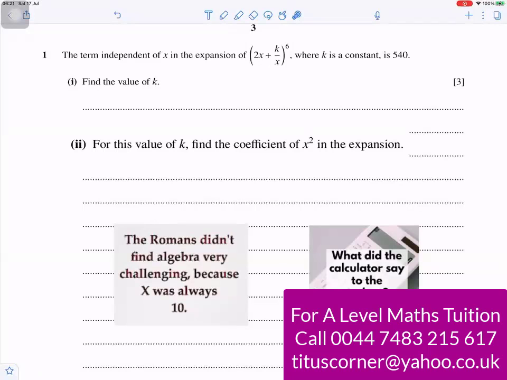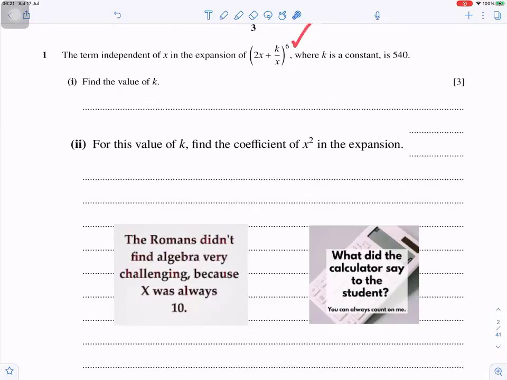The term independent of x in the expansion of (2x + k/x)^6, where k is a constant, is 540. Find the value of k. Second part, for this value of k, find the coefficient of x squared in the expansion.